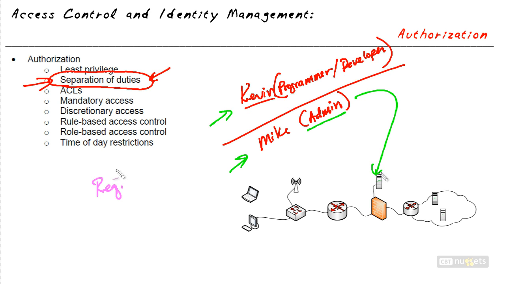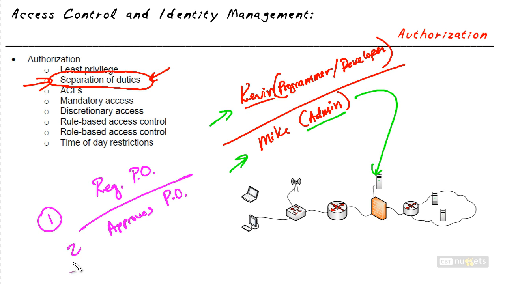Another great example of separation of duties is an individual who requests a purchase order to buy something and a different person who approves the purchase order. So this would be person 1 and this would be person 2. Again, the benefit for us as an organization is that we don't have a single person with too much authority or permissions or rights, which potentially might be abused by that single individual.